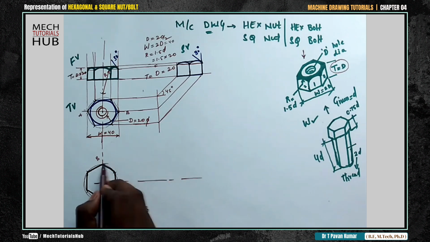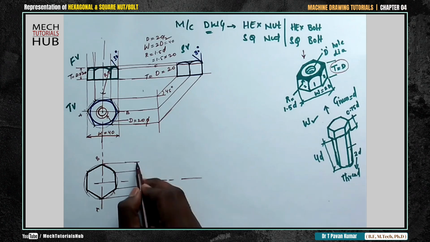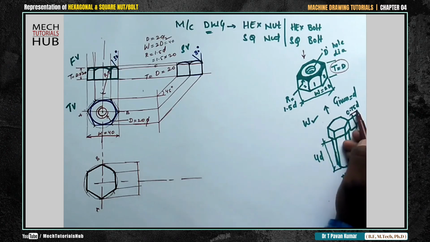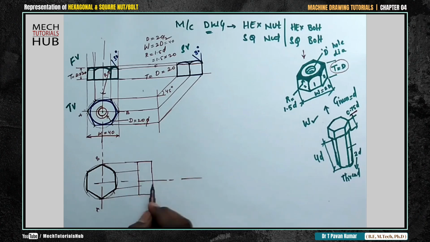I'll take them all, 1, 2, take a projector line up to some infinite distance and draw a vertical parallel to the vertical axis, and consider a distance of 0.75d. From here make a mark of 0.75d and close the box. Okay, extend these projector lines, extend.